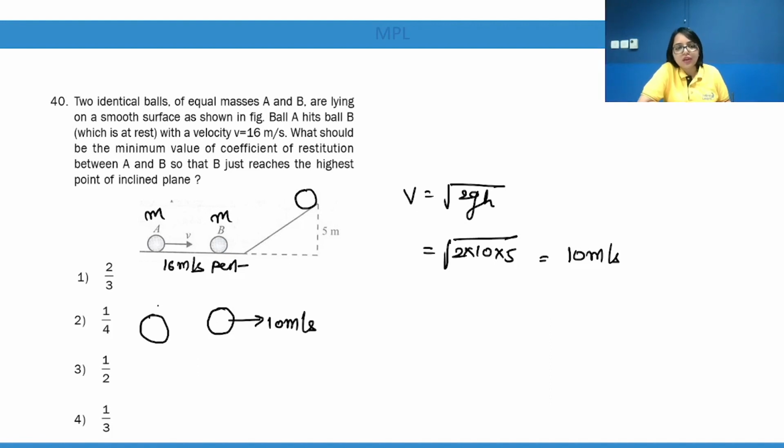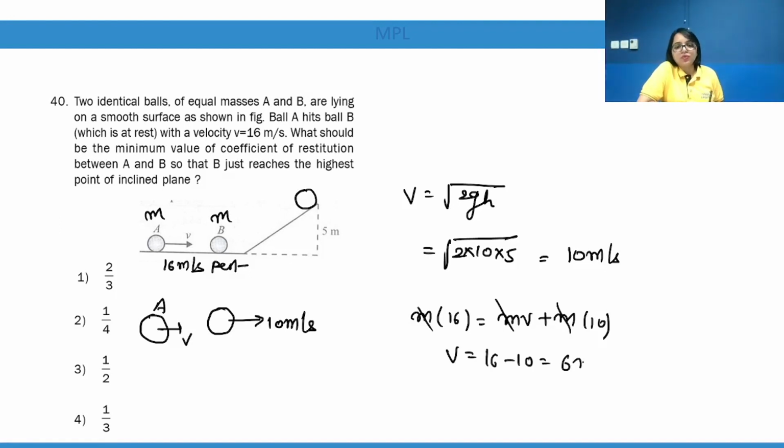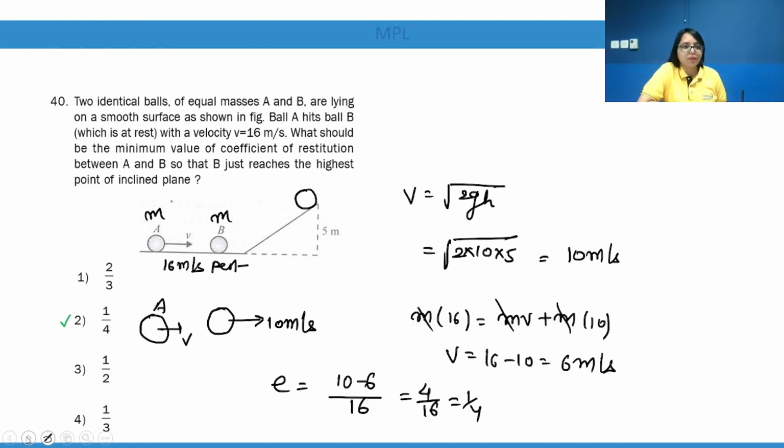Let's say velocity of A after collision is V. According to the conservation of momentum, m into 16 equals m into V plus m into 10. Right. So V will be 16 minus 10, that is equal to 6 meter per second. So coefficient of restitution will be velocity of separation, that is 10 minus 6, divided by velocity of approach, that is 16. So it is 4 by 16, that is equal to 1 by 4. So correct answer will be option 2.